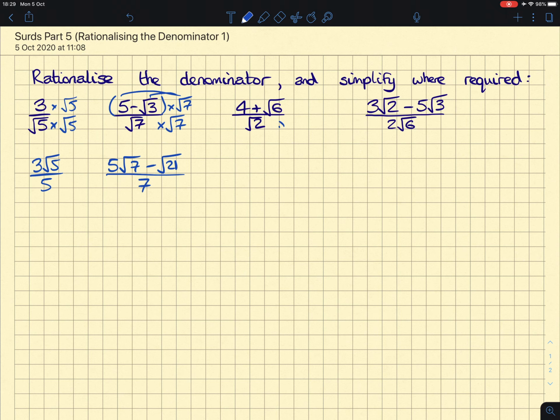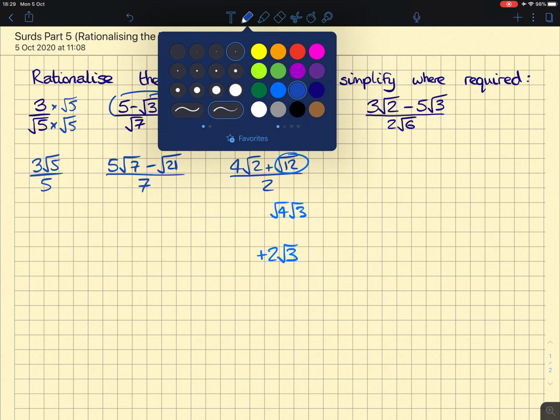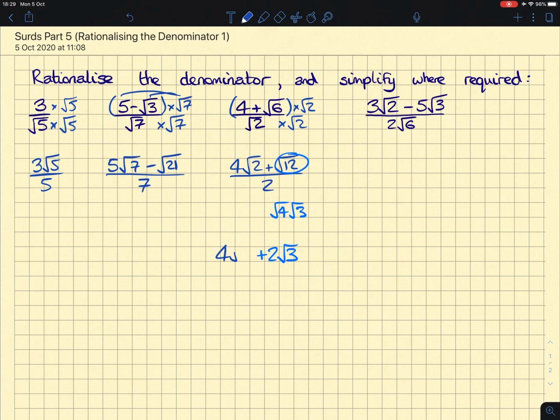Next one. We're going to multiply top and bottom by root 2, again being careful with the brackets. What we'll end up with here is 4 root 2 plus root 12 all over 2. Now there's a couple of things that we still need to do here. First of all, we have ended up with a surd on the top that can be simplified. That root 12 will become a root 4 root 3, which will then become a 2 root 3. So I'm just going to skip to there and write everything else in. So we have a 4 root 2 plus a 2 root 3 all over 2.